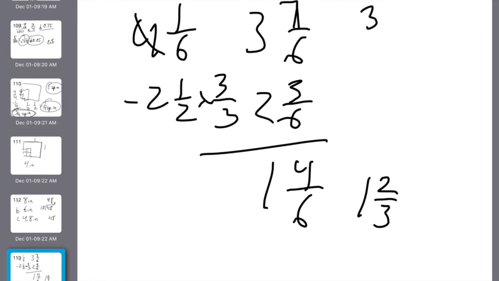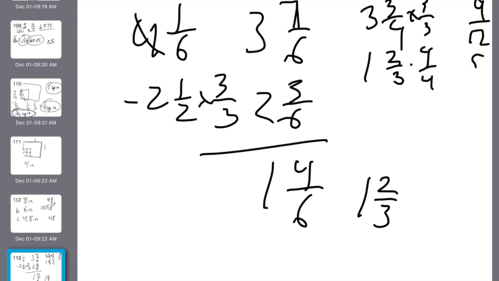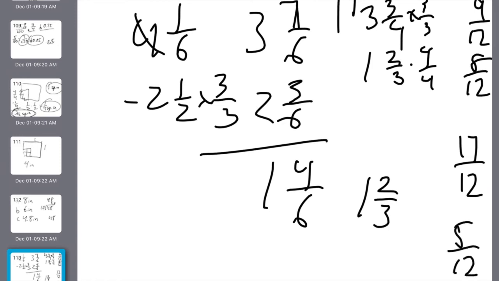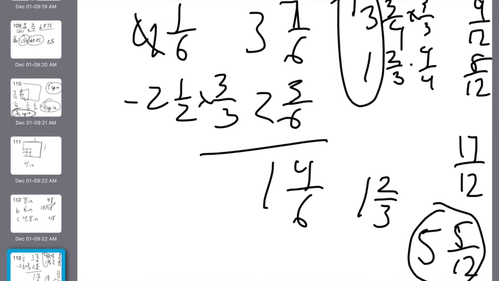Now I'm going to take my 3 3/4 and add the 1 2/3 to it. Common denominators are 12, so I multiply by 3 over 3 here, and by 4 over 4 here. That gives me 9/12 and 8/12. Added together gives me 17/12, which equals 1 and 5/12. Carry that 1 to this stuff, add it together, and I got an answer of 5. So I have 5 and 5/12.